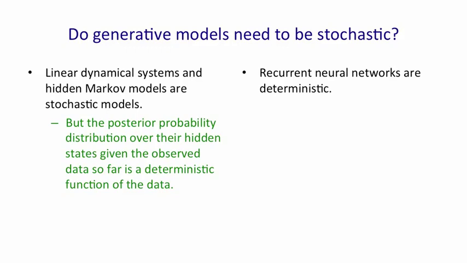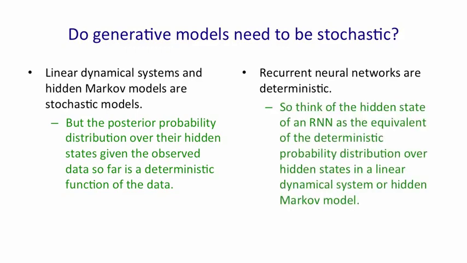In a recurrent neural network, you get a bunch of numbers that are a deterministic function of the data so far, and it might be a good idea to think of those numbers that constitute the hidden state of a recurrent neural network. They're very like the probability distribution for these simpler stochastic models.